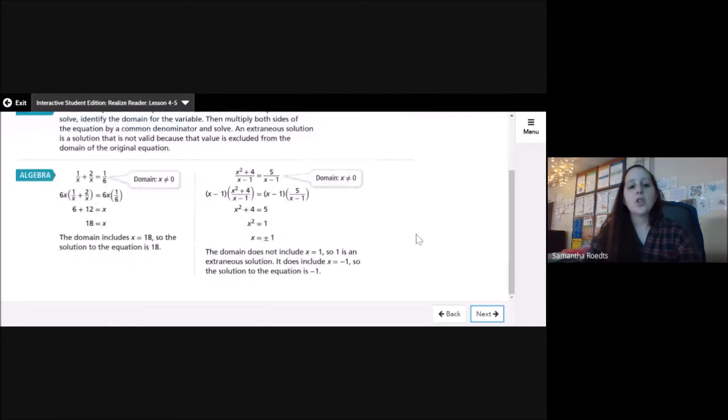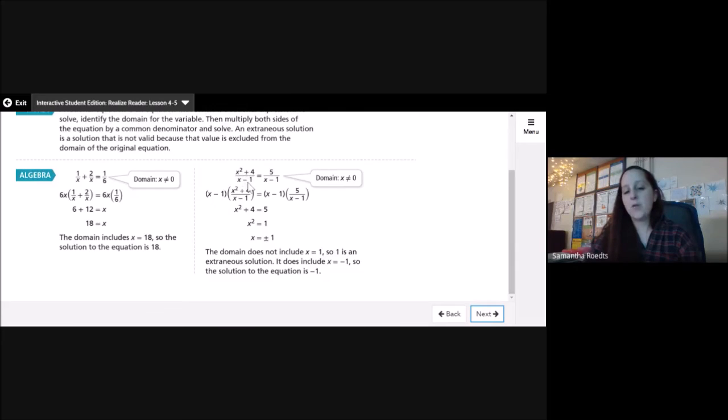Okay? So in algebra, 1 over X plus 2 over X equals 1/6. My domain is X can't be 0. So I multiply both sides by 6X, and I get X equals 18. So the domain includes X equals 18, so the solution to the equation is 18.